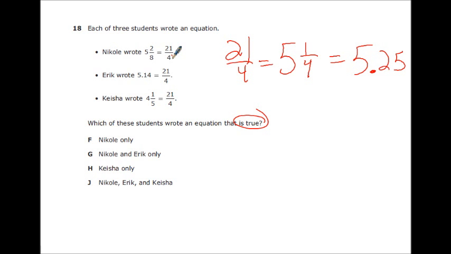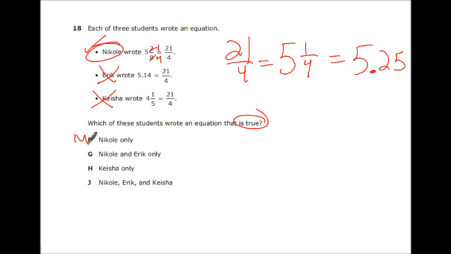So 21 over 4, does it equal 5 2/8? Well, 5 2/8 does reduce to 5 1/4, so I know that Nicole is right. Eric, they're saying that Eric wrote it's equal to 5.14. Actually, it's 5.25, so Eric is wrong. Keisha wrote that 21 over 4 is equal to 4 1/5. We actually know it's 5 1/4, so Keisha is wrong. Nicole is the only one that's right.